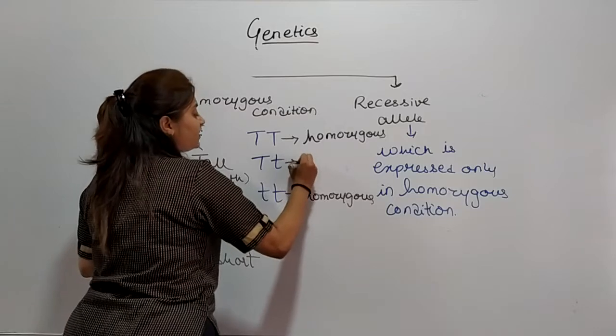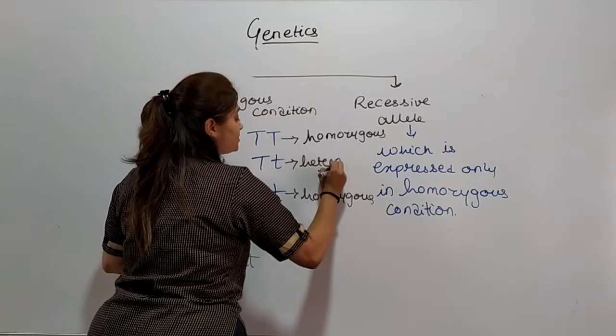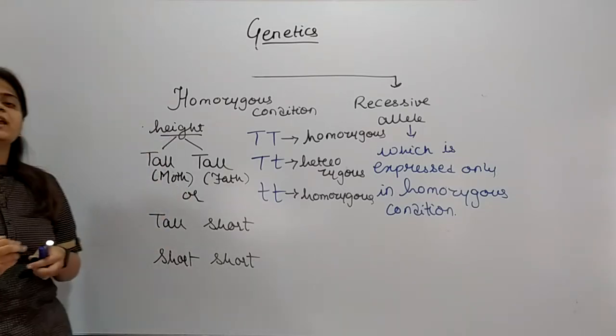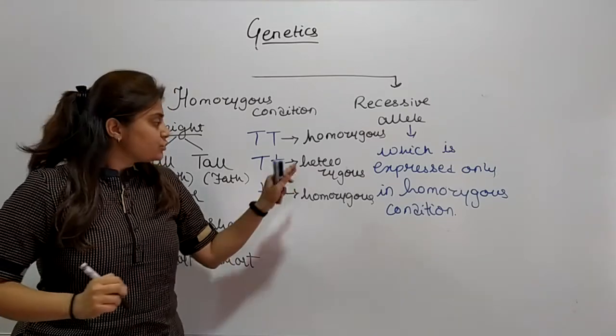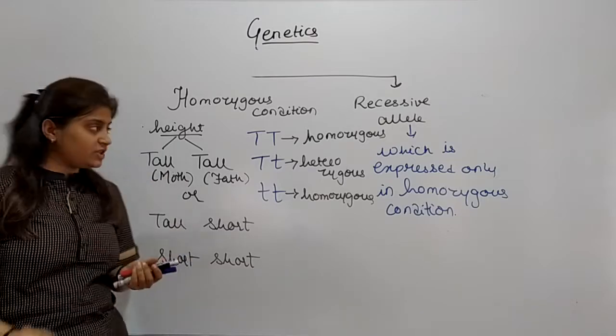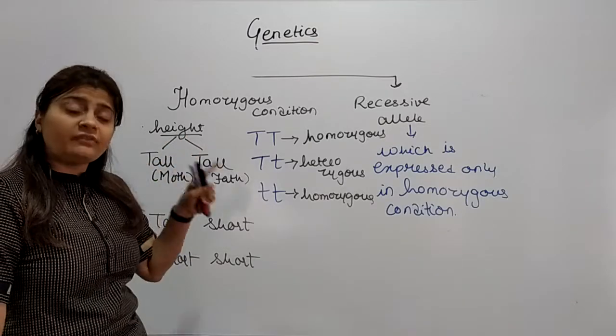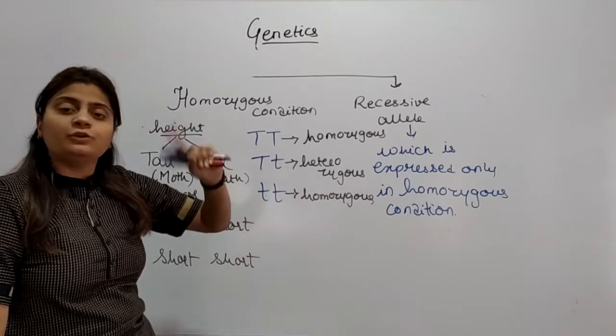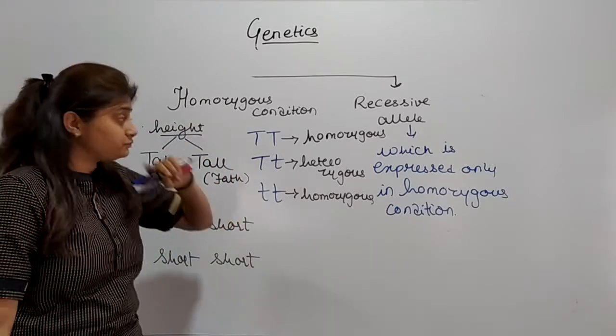And this condition is known as heterozygous condition. That is, I am having 2 different alleles of the same gene. Okay, 2 different alleles of the same gene. So did you understand the difference between homozygous condition and homologous? Can you make the difference now?